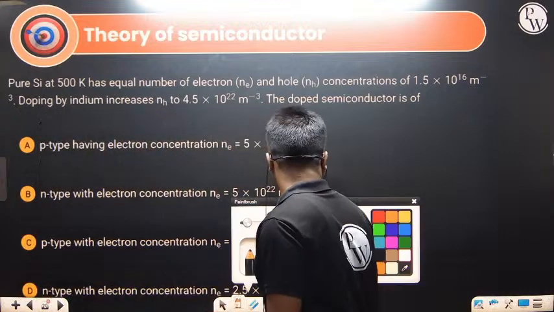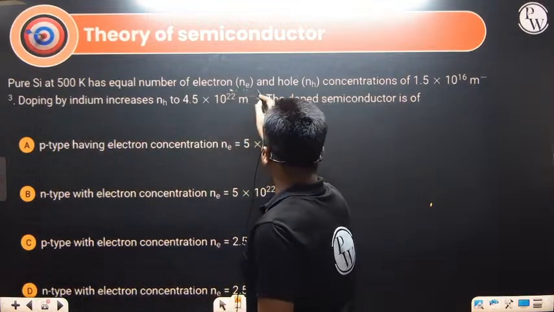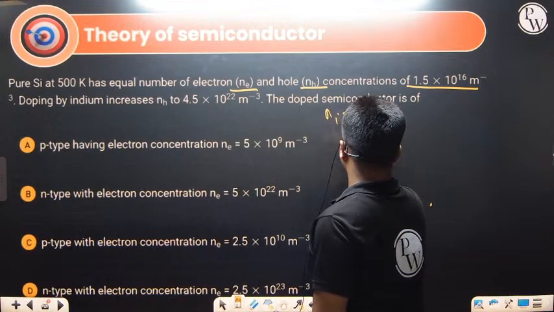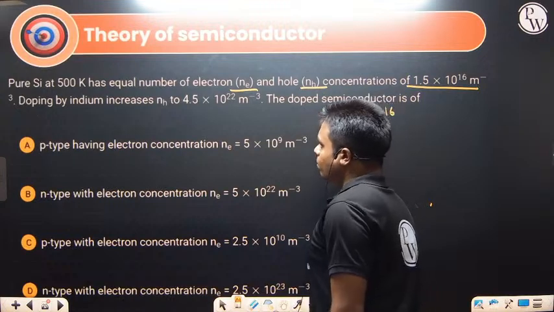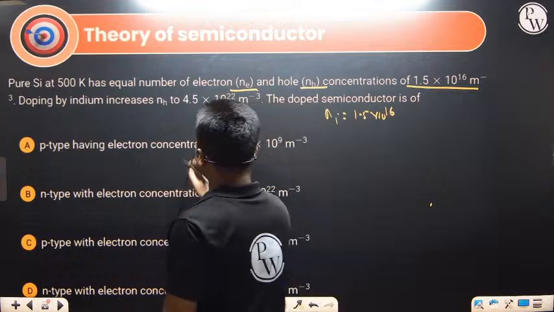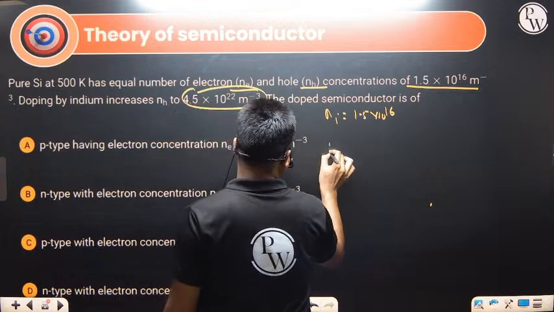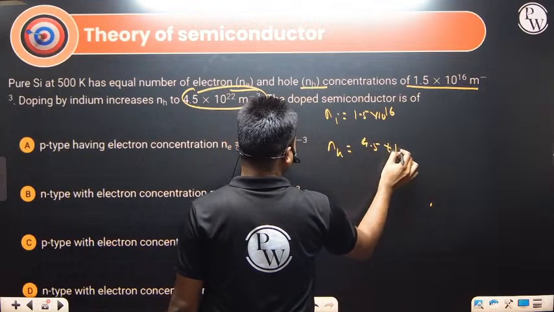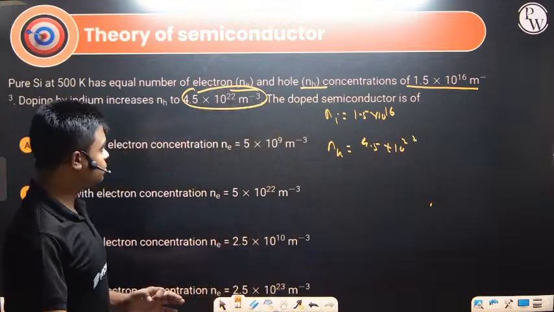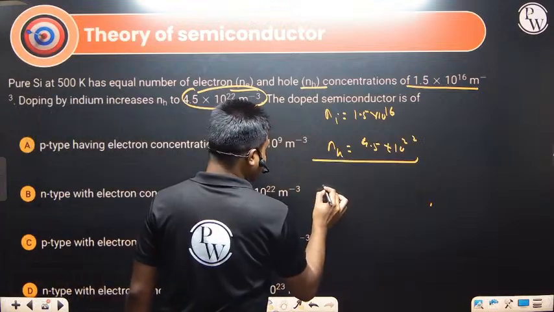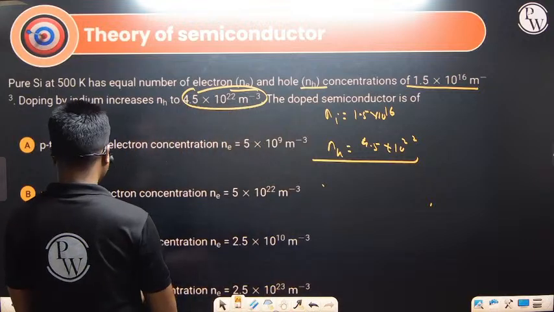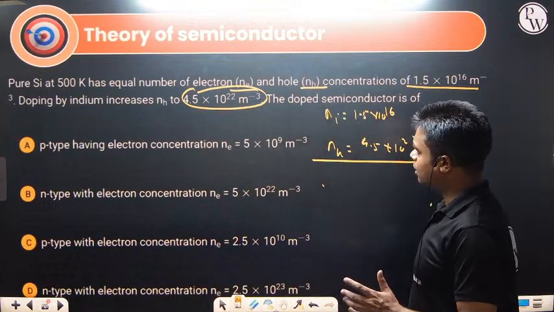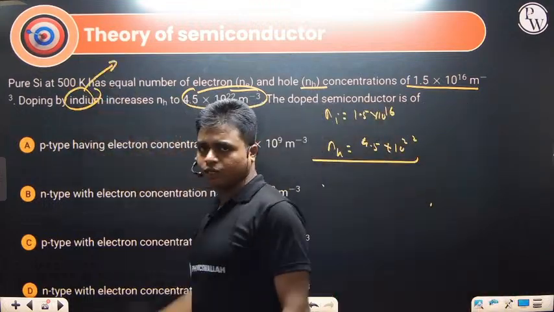Pure Si at 500 Kelvin. So this one has an electron concentration Ni of 1.5 into 10 power 16 per meter cube. By doping, Nh increases to how much? Nh is 4.5 into 10 power 22. So we are doping with a trivalent atom, and the number of holes is increasing over here. What they're asking is the number of electrons. Again, it is a p-type semiconductor because we are doping with which one? Indium. What is indium? A trivalent impurity.